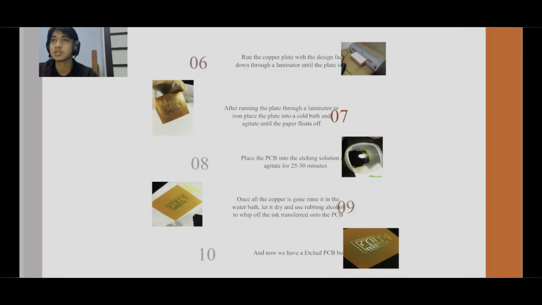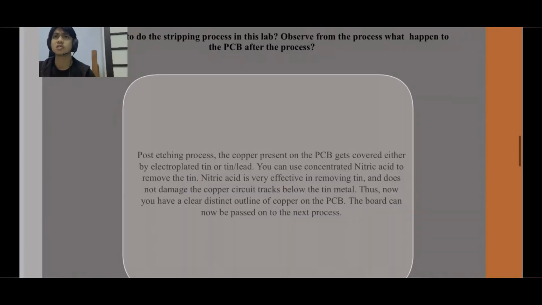Okay, so these are some of etching process. The next question is how exactly to do the stripping process in this lab. Post etching process, the copper present on the PCB get covered either by electroplated tin or tin lead. You can use concentrated nitric acid to remove the tin. Nitric acid is very effective in removing tin and does not damage the copper circuit tracks below the tin metal. Thus, now you have a clear distinct outline of copper on the PCB. The board can now be passed on to the next process.